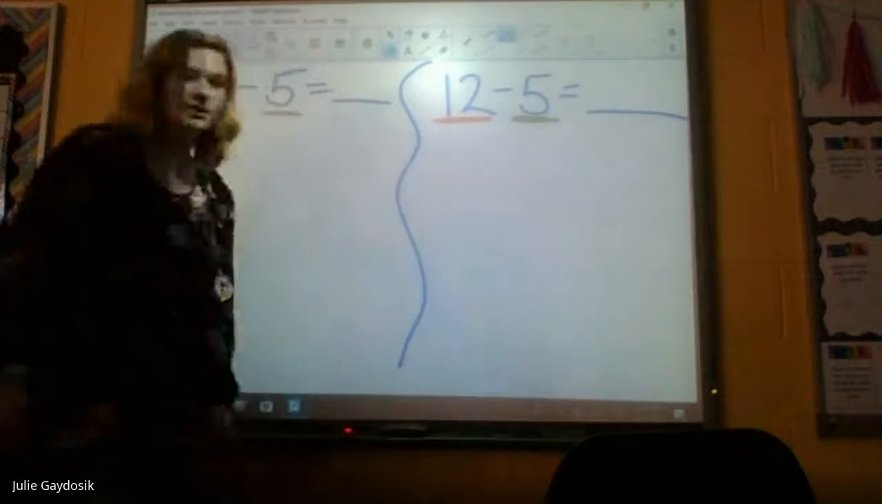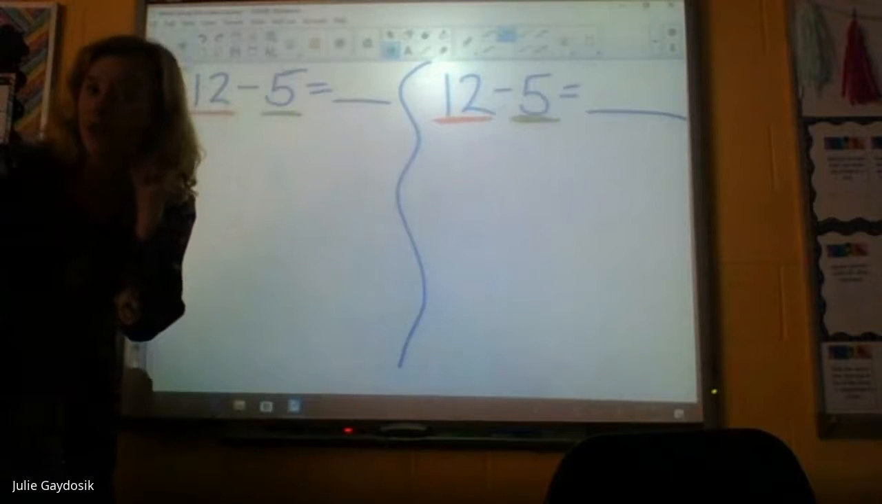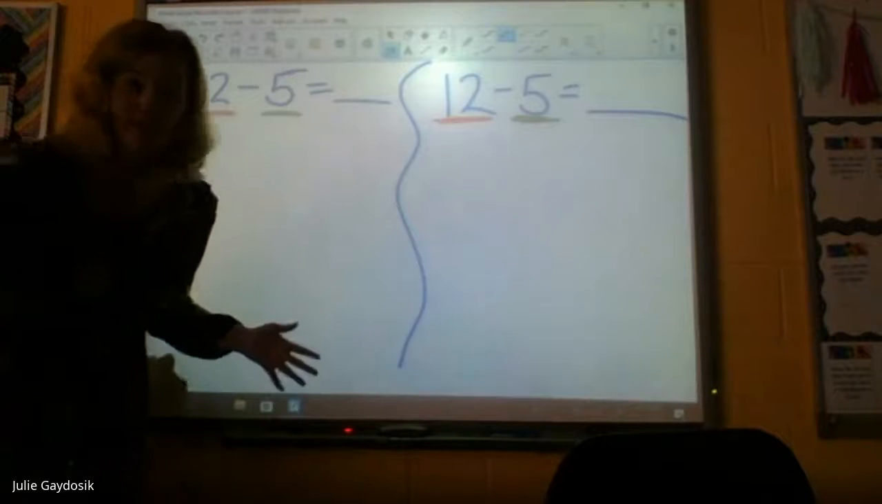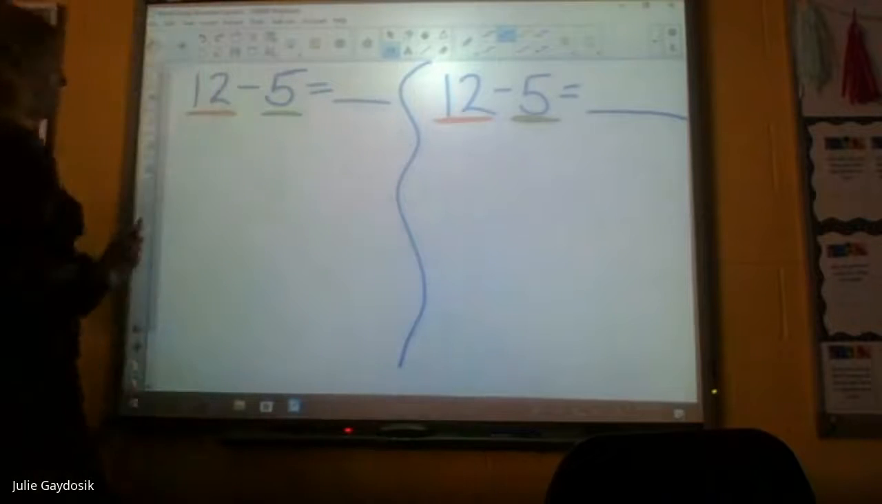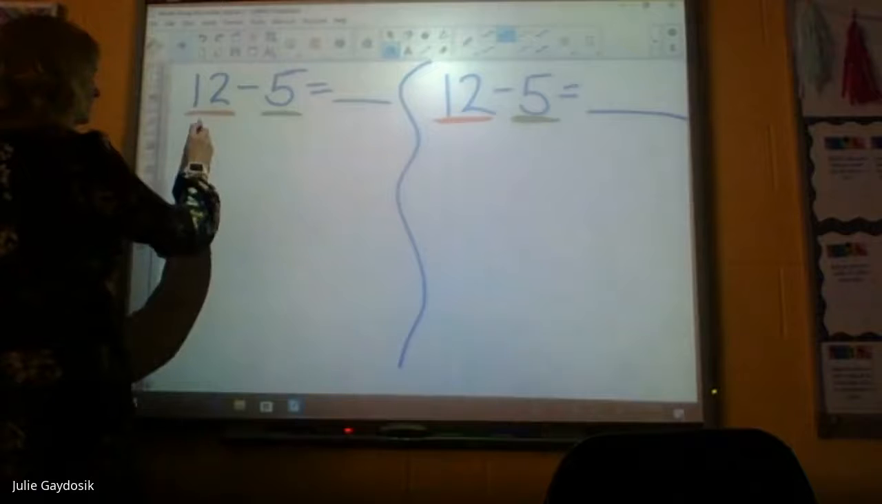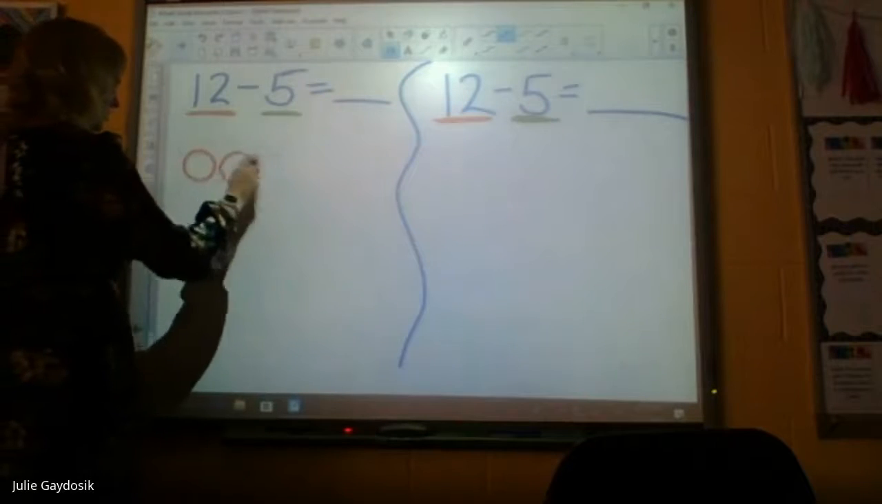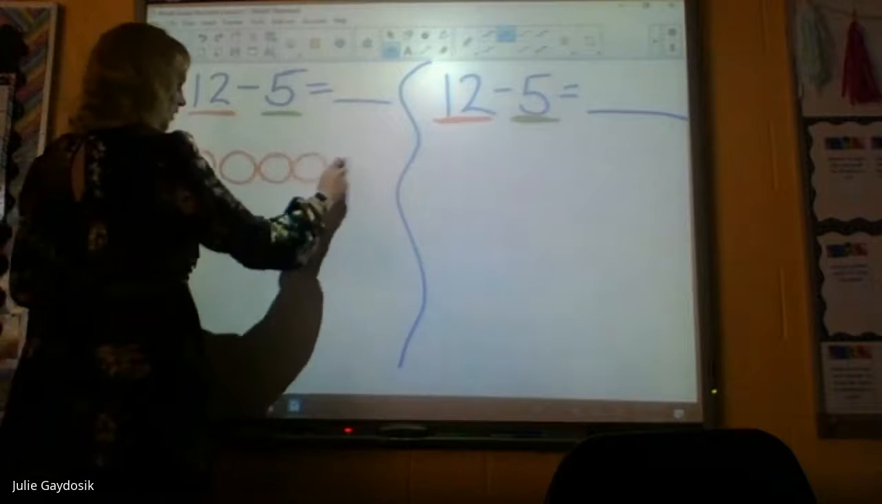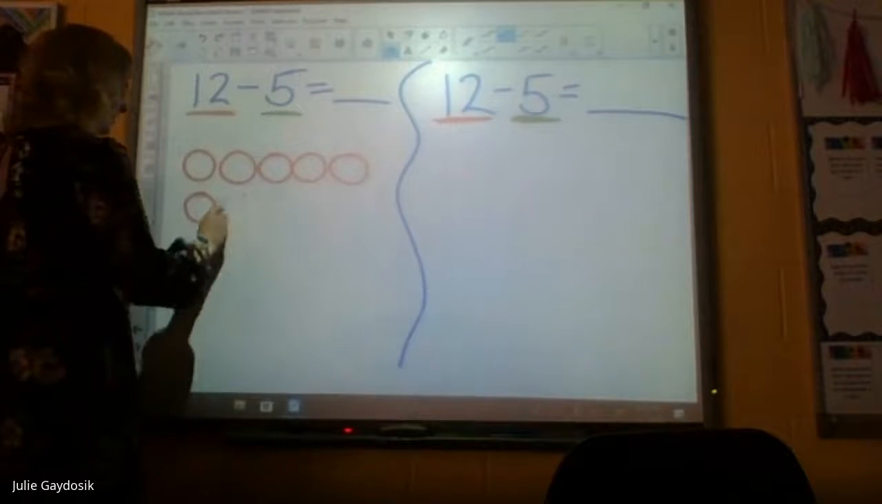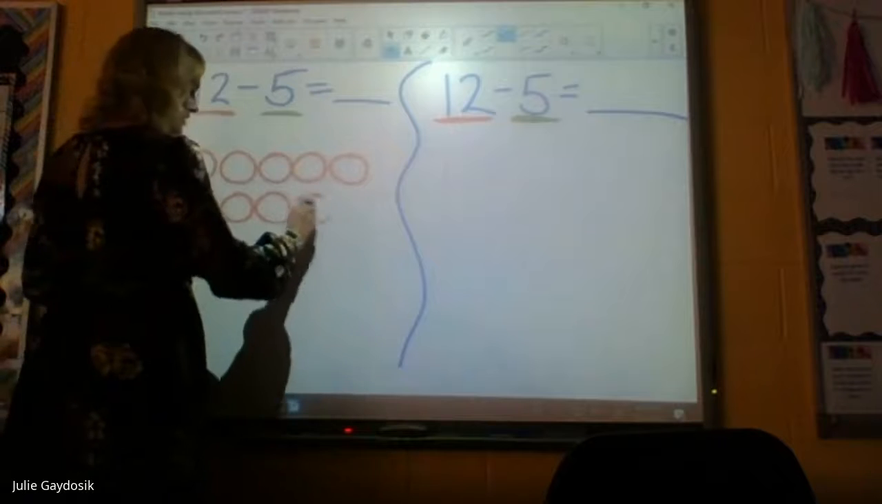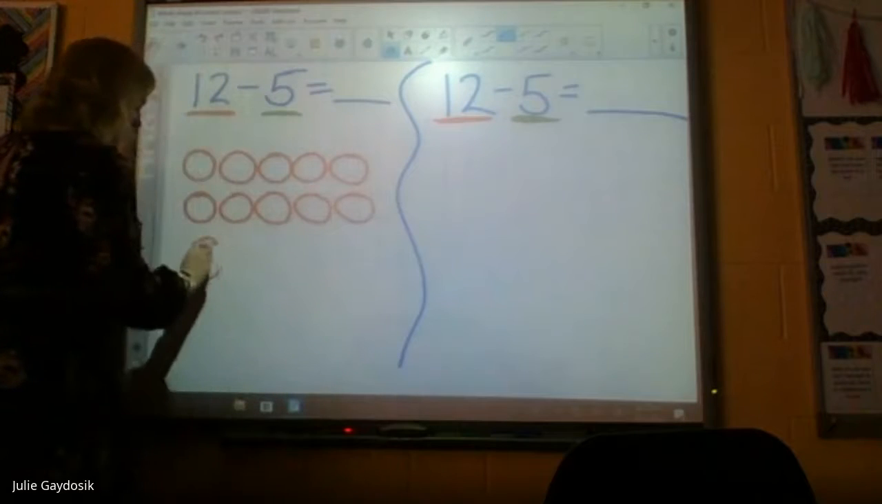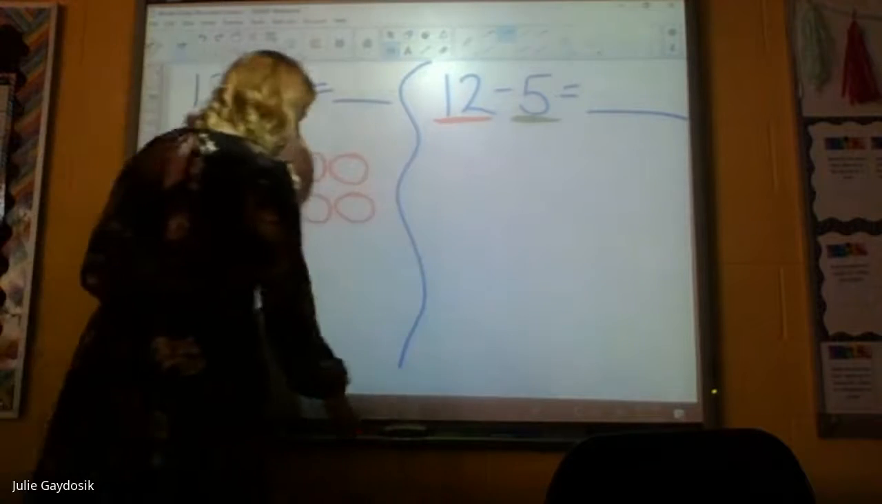Now, in subtraction, you only draw the first number. That's right. So I'm only going to draw the number 12. So this is all I'm going to draw. I'm going to draw 12 circles. 1, 2, 3, 4, 5, 6, 7, 8, 9, 10, 11, 12.